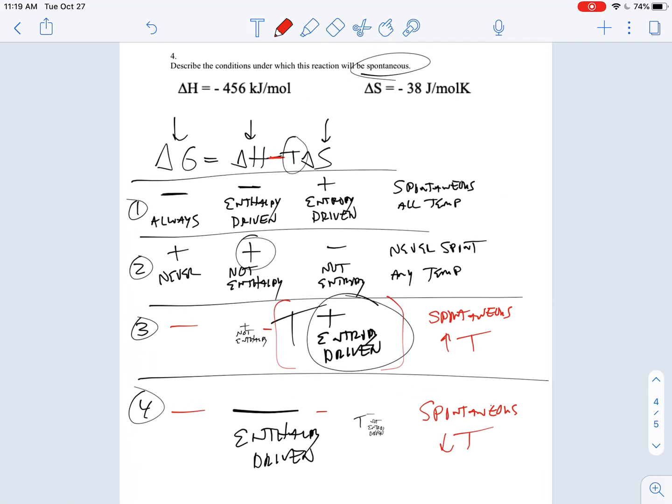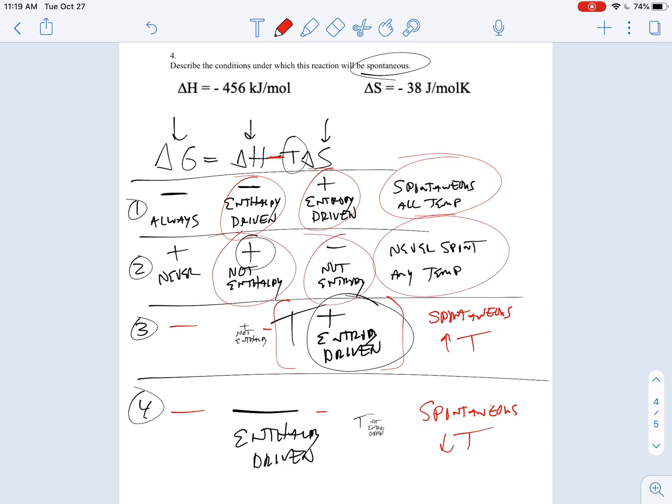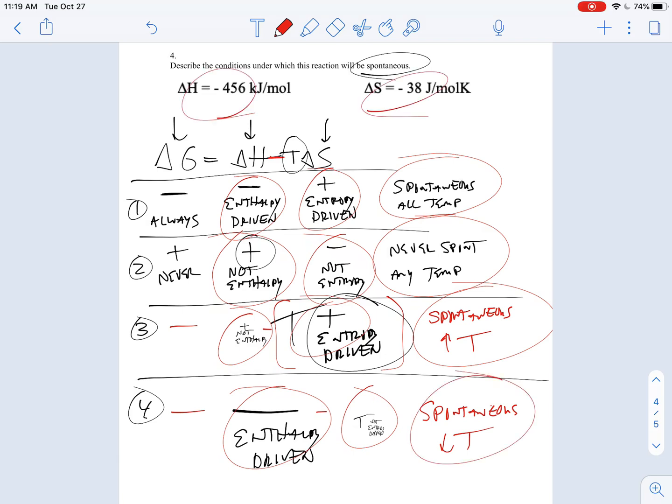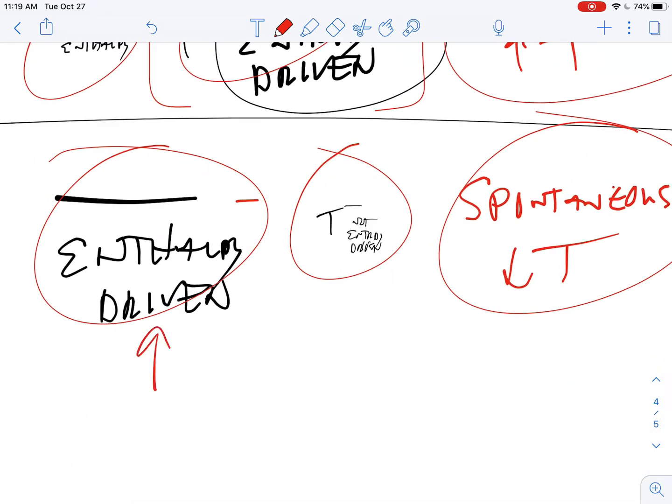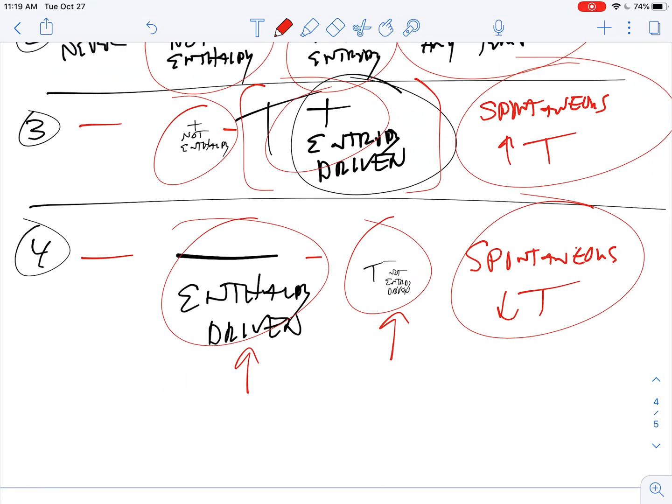So these are your 4 possible circumstances. If it is negative here and positive here, it's always spontaneous. If it's positive here and negative here, it's never spontaneous. If they are positive and positive, it's only going to be spontaneous at high temperatures. If it's negative and negative, it's only going to be spontaneous at low temperatures. So this is negative and negative, which means that this is an enthalpy-driven, but not an entropy-driven one, so it'll be spontaneous at low temperatures.